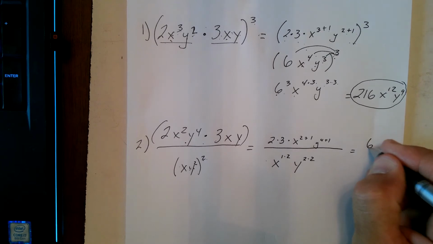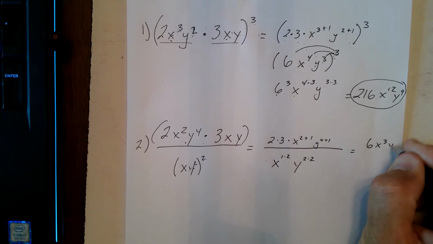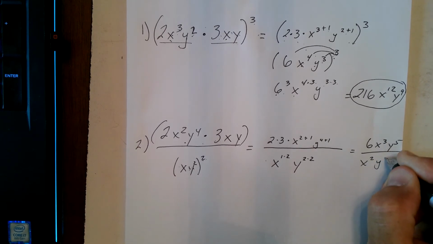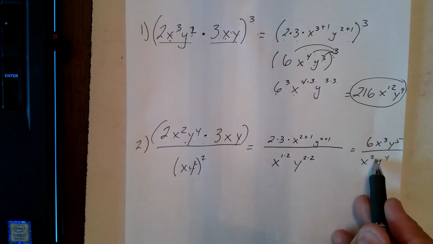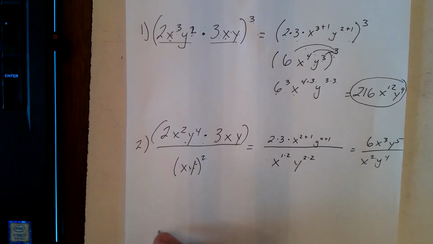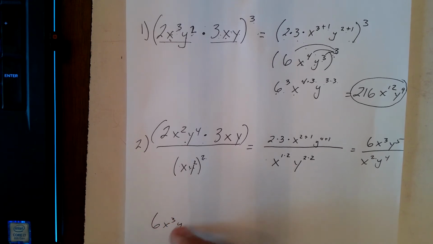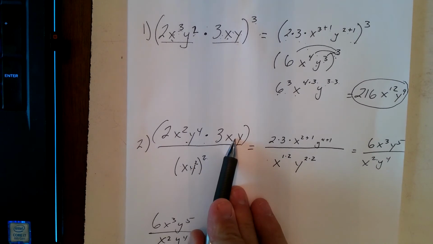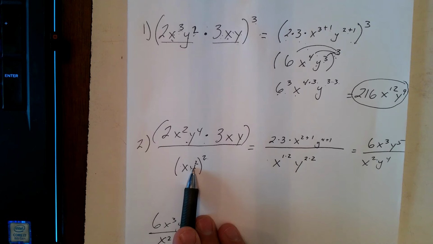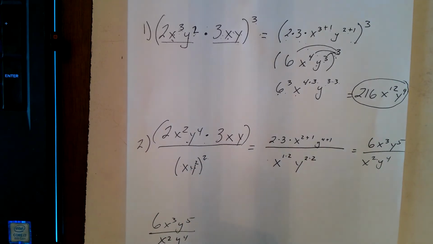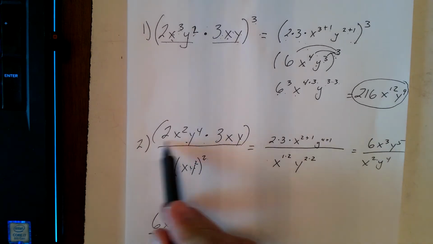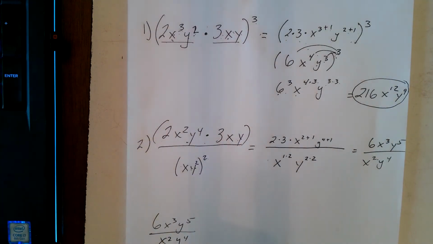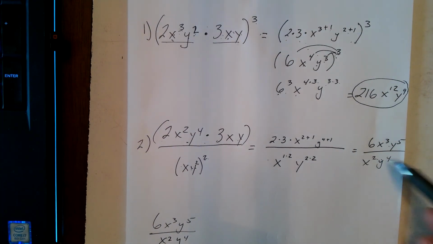And I'm left with 6 x to the third, y to the fifth, divided by x to the second, y to the fourth. I'm going to take this and rewrite this down over here now. 6 x to the third, y to the fifth over x squared, y to the fourth. So I did my product, added the exponents, did my power to a power. I can't take the quotient until I've got both of those simplified. They're inside the parentheses. Even if they weren't in parentheses and it was just multiplication, I have to do those first before I could apply the division property.